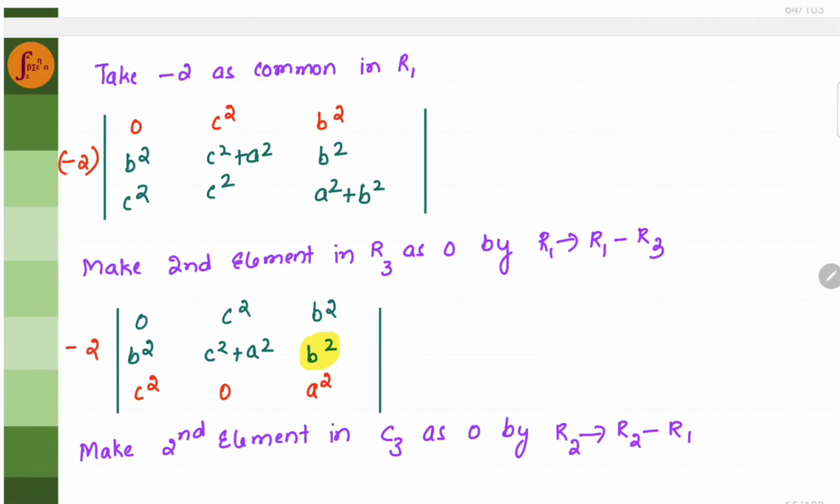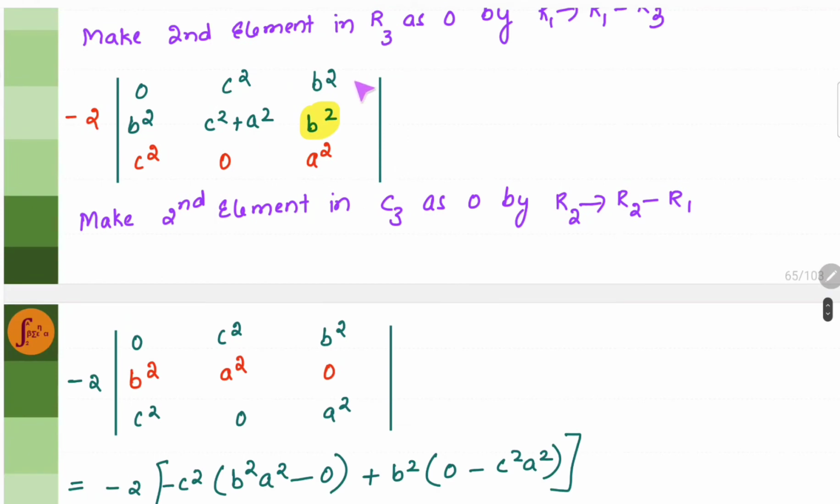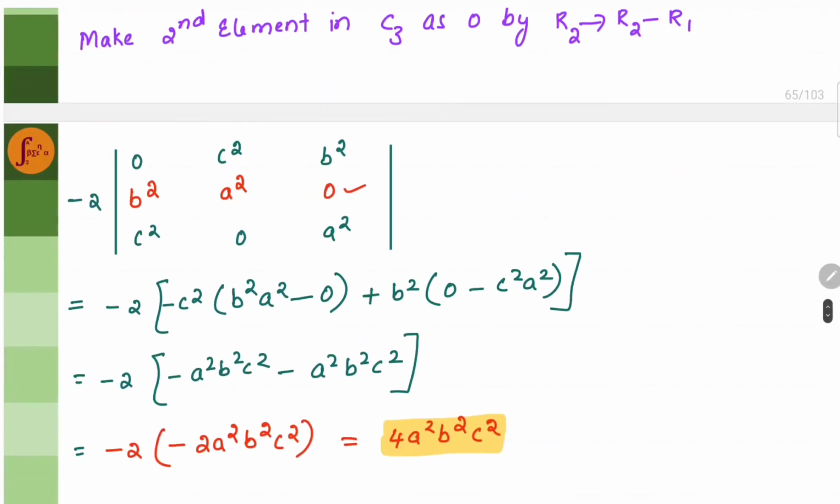Now what next? Next is I have C square and C square. So I can subtract and make it as 0. Right? Take that as second step. Now third step, I can subtract this also and make it as 0. Like this. Then here we have reached a state where we can't do any further calculations or simplifications. Nothing you can do. So now you expand it. You expand it. Right?